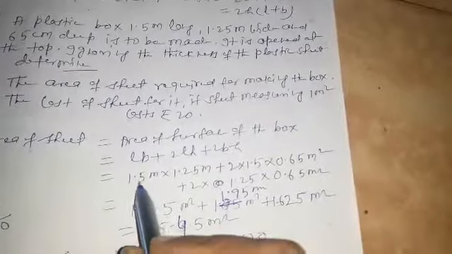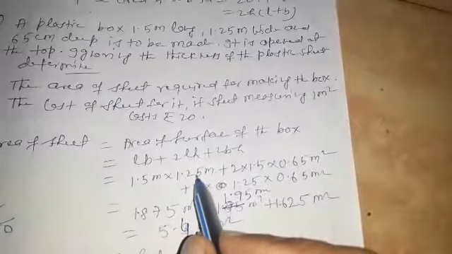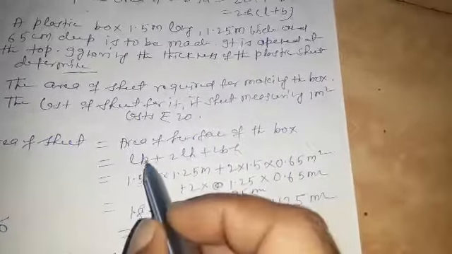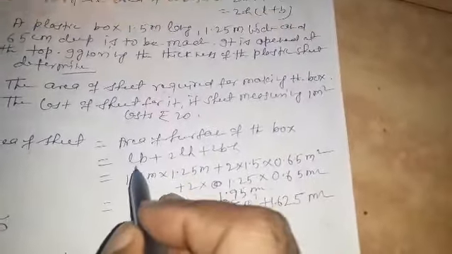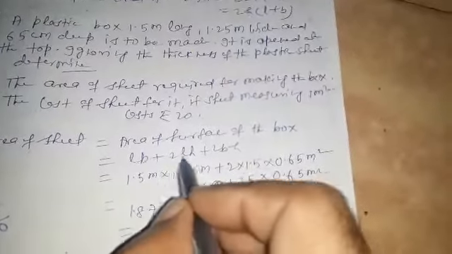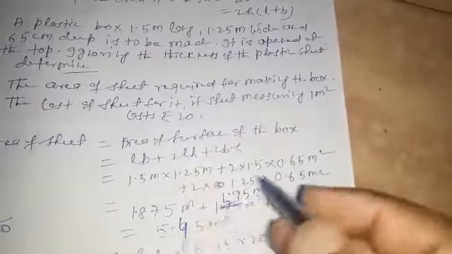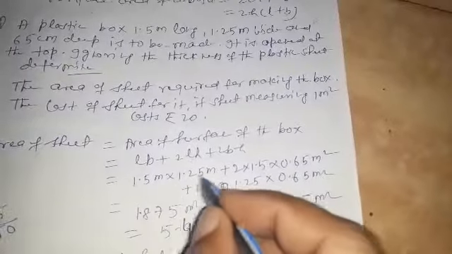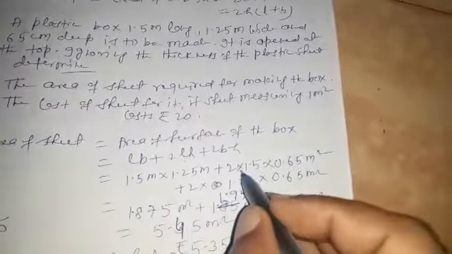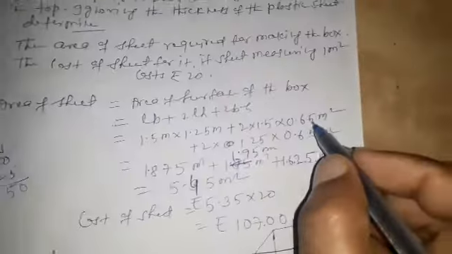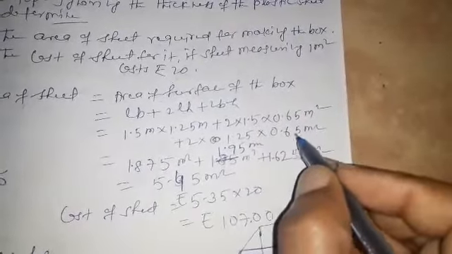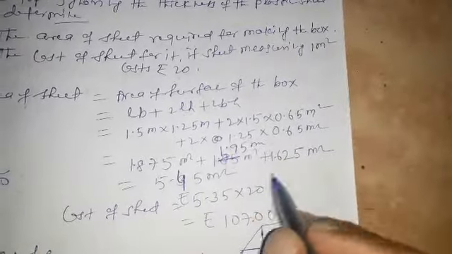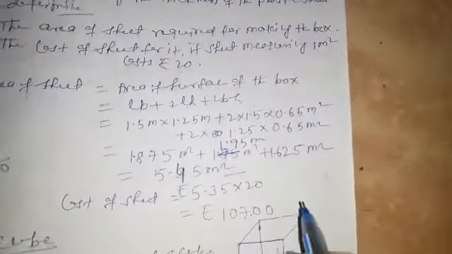Area of sheet is equal to 1.5 meter into 1.25 meter for the base, because one end is open, it means the top face is not there, only the base is there, so one LB is needed, plus 2LH and 2BH. So area is 1.5 meter into 1.25 meter plus 2 into 1.5 into 0.65 meter square, plus 2 into 1.25 into 0.65 meter square, and the total sum is 5.45 meter square.